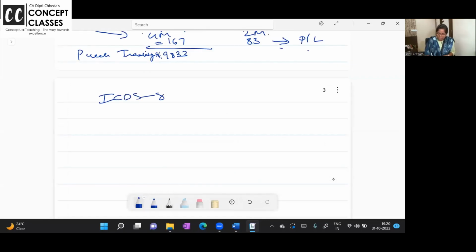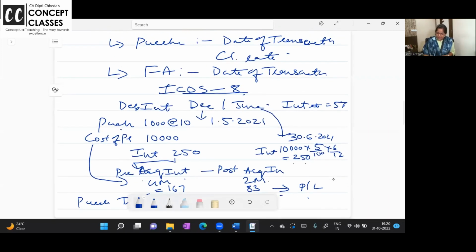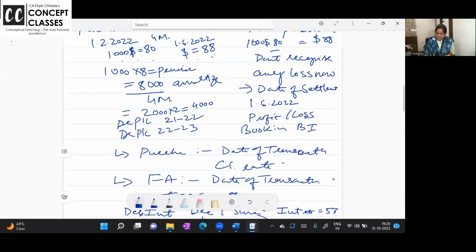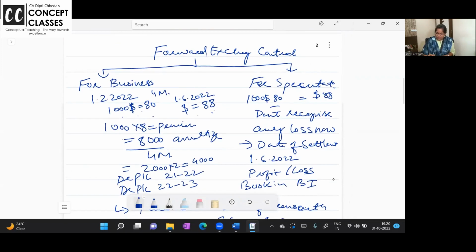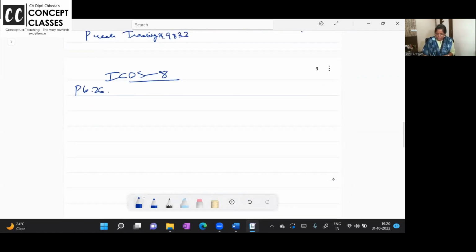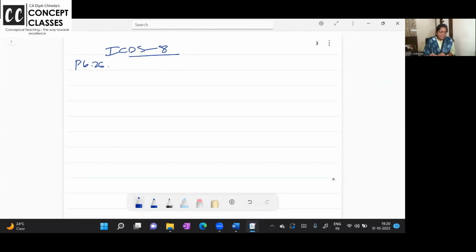ICDS 8 in your notebook, and the problem number. I hope you all have written all these examples. यह मैंने डिवेंचर इंटरेस्ट के लिए बताया था, cum interest, ex interest, and this I had told you for forward exchange contract. So important points I've made you write. Chalo, ICDS 8 will do.